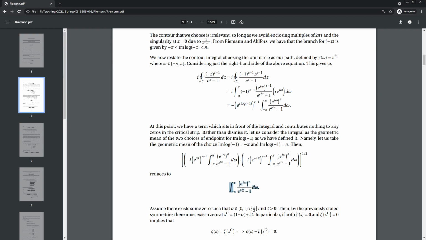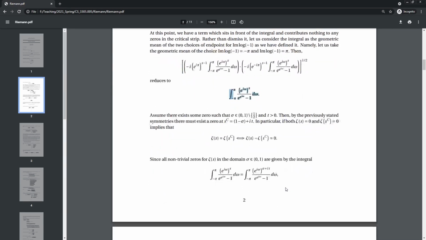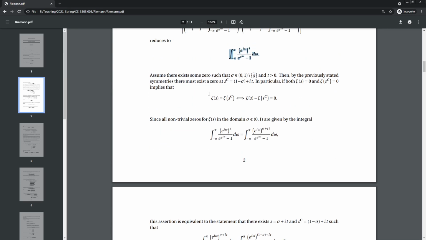And so we can look at just this. It simplifies to just this, which is really nice. Okay. So assume there exists some zero which is in the critical strip but not on the critical line, and you have some value t greater than 0. Then by all of the symmetries that we were looking at before, there's going to be this complementary zero, the one that's reflected across the critical line. So if you had a zero at sigma plus it, then you would get one at 1 minus sigma plus it.